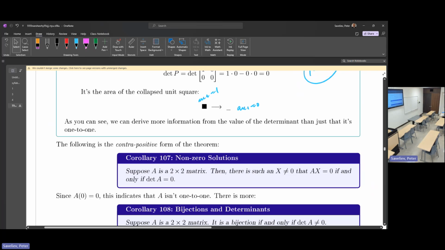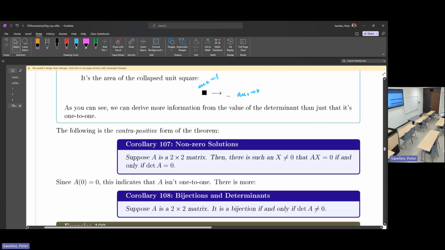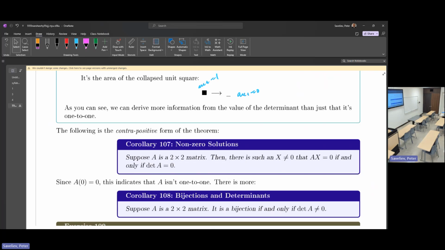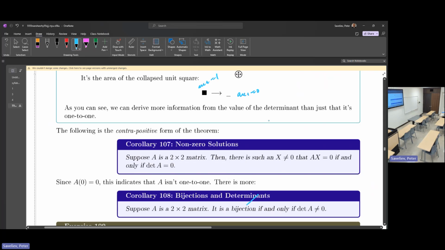Once again, in summary: if there is a non-zero solution, then the determinant is equal to 0, and vice versa. And here it's a bijection. Remember, bijection is really the word that tells you all we care about here. In other words, it is invertible if the determinant is not equal to 0.